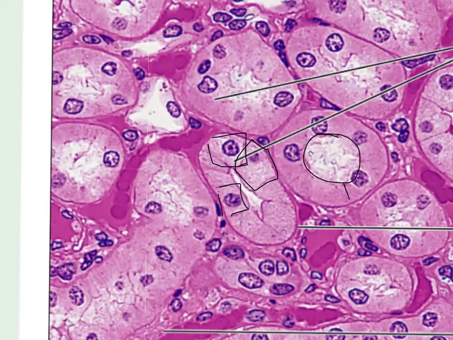And here you can't quite see the outlines as much, but you have these square cells that are bordering it. So these are simple cuboidal, and they're simple because there's only one layer. You can always tell whether it's one layer or two based on how many layers of nuclei you see. These big purple circles are the nuclei. And here we only see one layer of nuclei all around, so that tells us it's simple. And since it's cube-shaped, it's simple cuboidal.